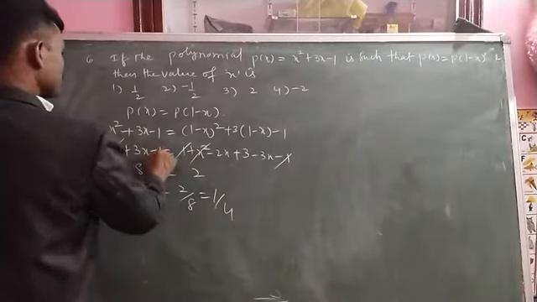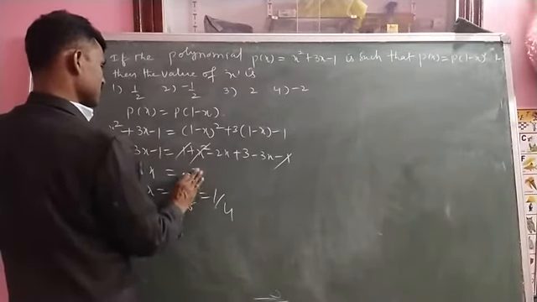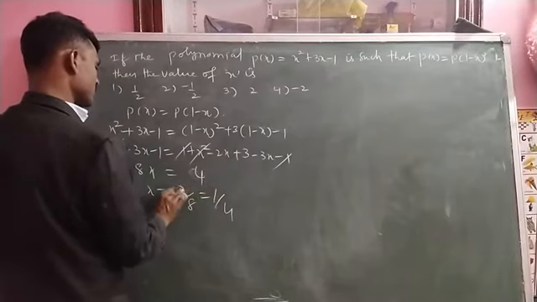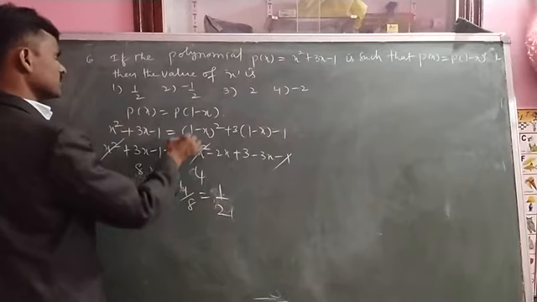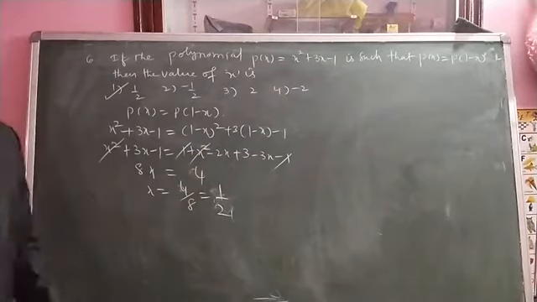Actually here minus 1 going to this side becomes plus. That's why 3 plus 1, 4. Now 4 by 8 is equal to 1 by 2. Then this option is the first one. Note down.